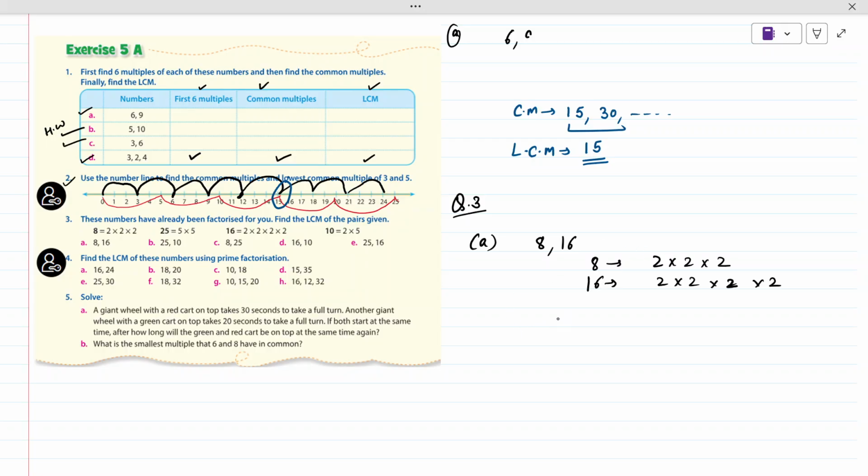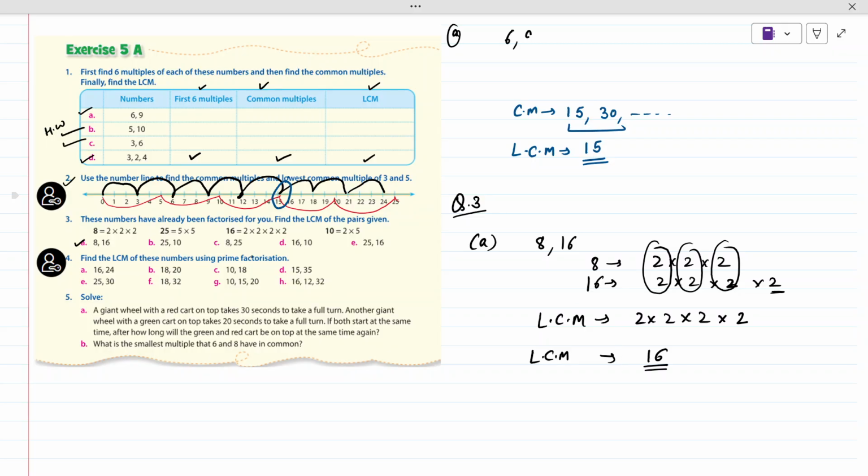Now what we have to do is find the LCM. And how can we find the LCM? We have to find the common factors. So we can pick one 2 from here, another 2 from here, and a third 2 from here. These are the common factors we have written. And now the remaining or uncommon one is this 2. If we multiply these all, we will get the number 16. So the LCM of 8 and 16 is 16 itself.